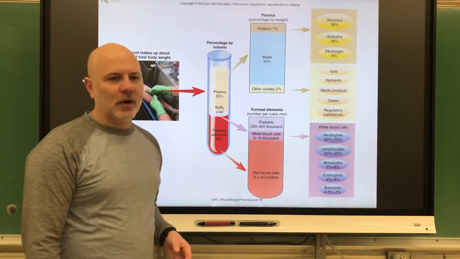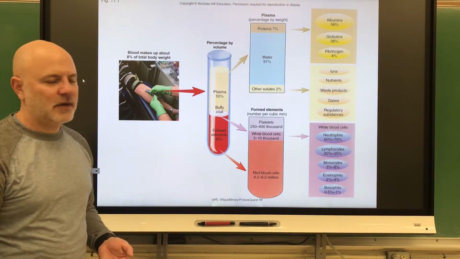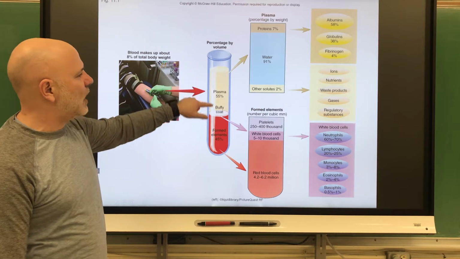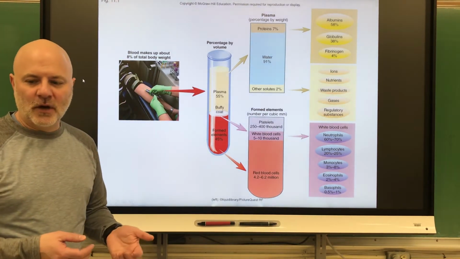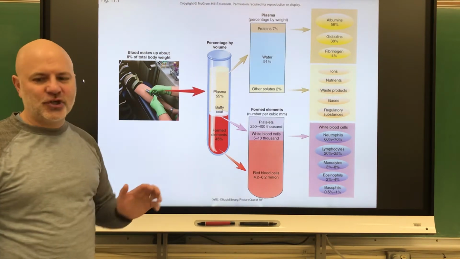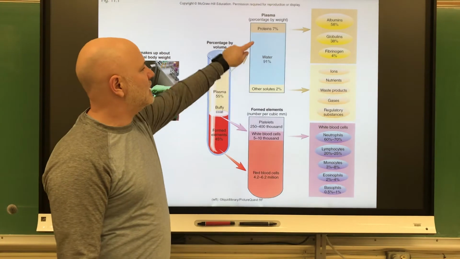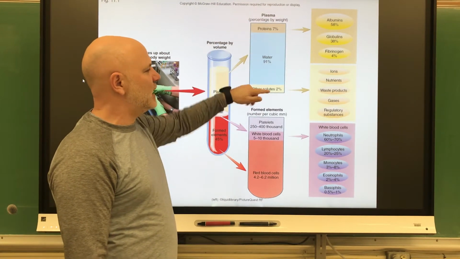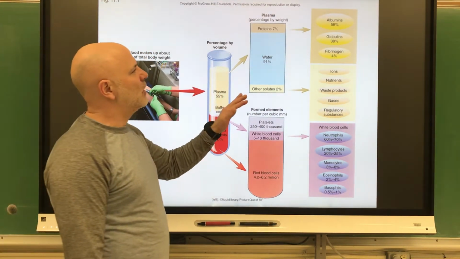So let's look more into plasma. As I mentioned, that is the fluid portion of blood. Plasma is clear and straw colored. So clear means you can see through it, all right? And it has like a lightish yellow color to it, all right? Now, it is mostly water. It's 91% water, but you can see it's 7% proteins, and then there's some other stuff that is found in there. So let's take a look at these proteins.